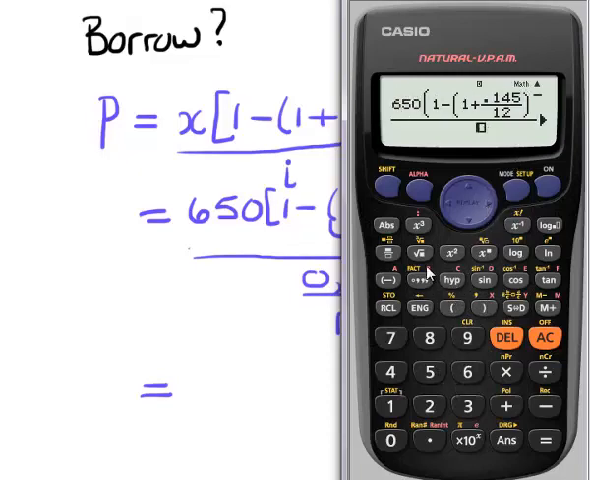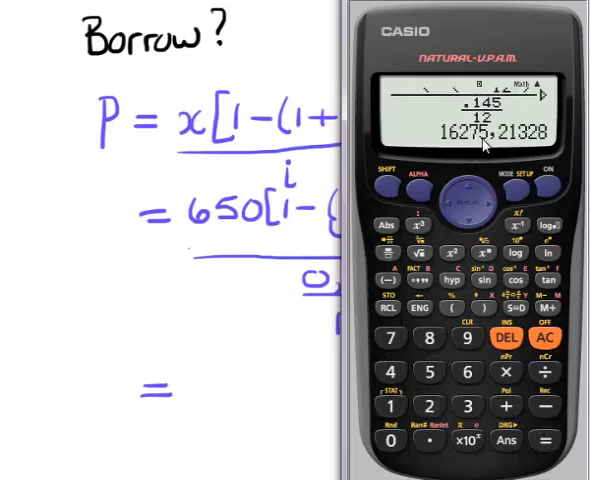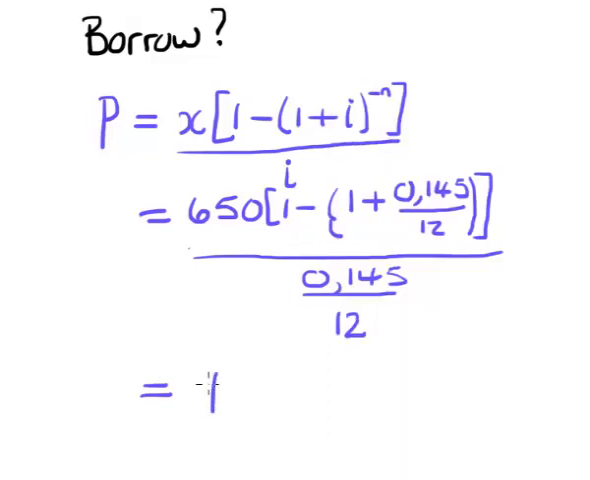And we need another fraction there for your 0.145 over 12. And let's see how much he can borrow. He can borrow 16,275 Rand and 21 cents.